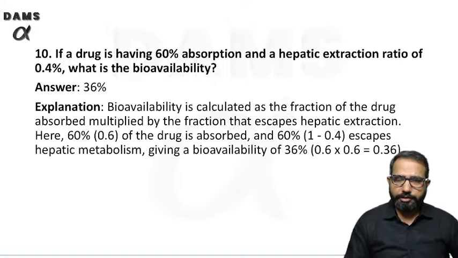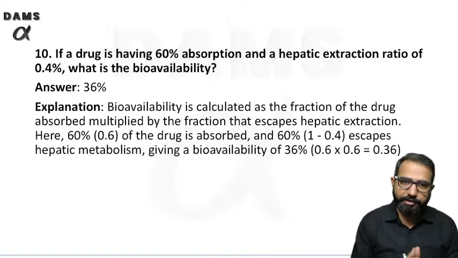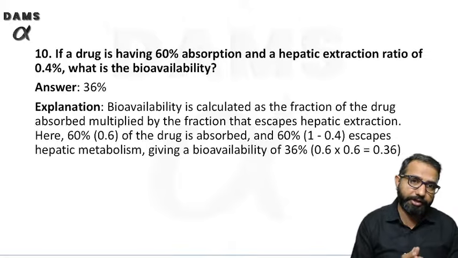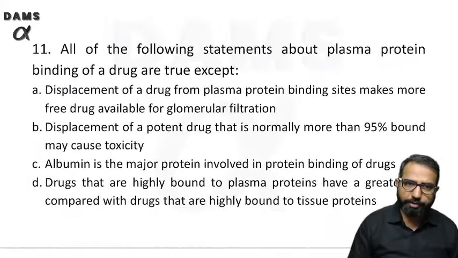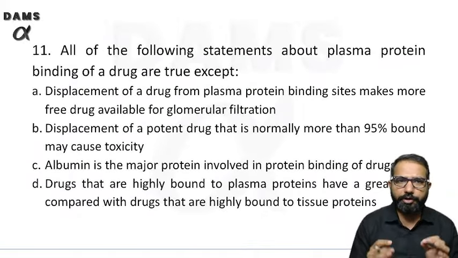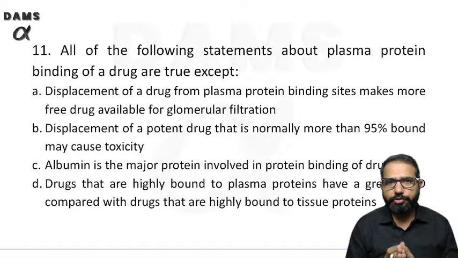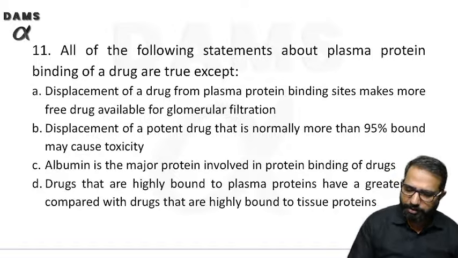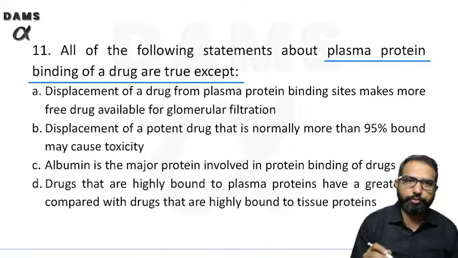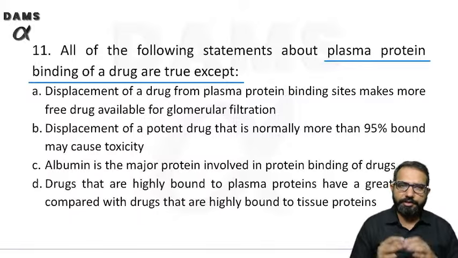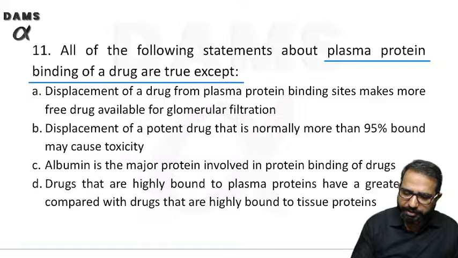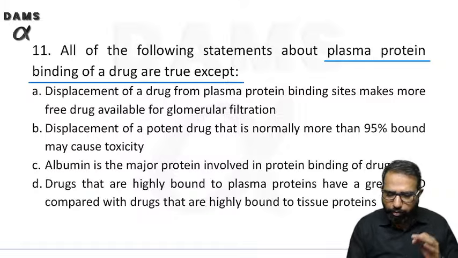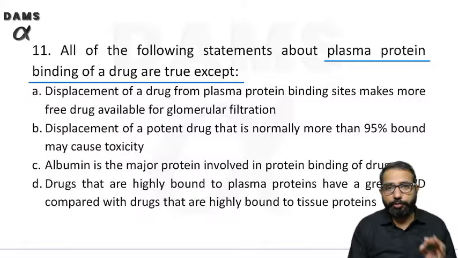Okay, so we have discussed the route of administration, some definitions, and some important pharmacokinetic formulas, bioavailability. Then let's discuss the next topic regarding the plasma protein binding of a drug. What is true except? So regarding the plasma protein binding of a drug, all are true except. Let's see one by one. Displacement of a drug from plasma protein binding site makes more free drug available for glomerular filtration.